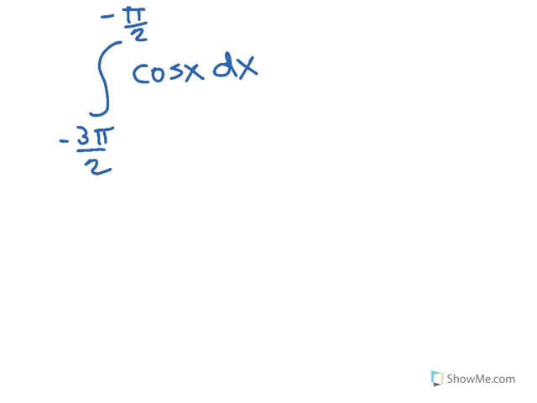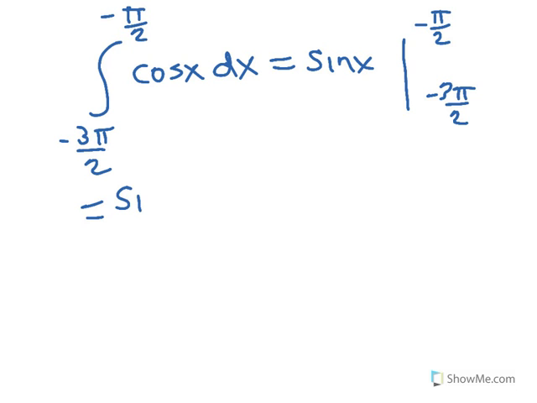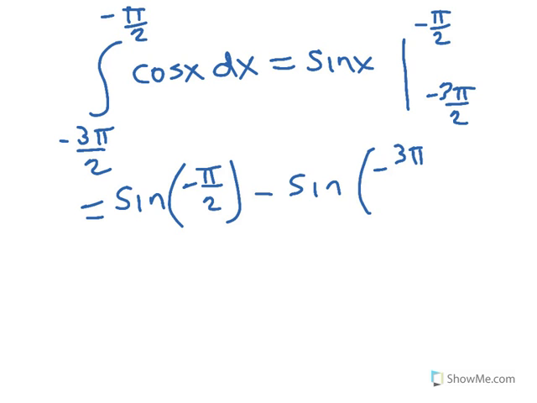Okay, so in this particular case, we're going to evaluate the integral of cosine x. Keeping in mind what we found out from the last example, this should be sine x evaluated at the two values, -pi over 2 and -3 pi over 2. If we go ahead and plug in those values, we're going to get the sine of -pi over 2 minus the sine of -3 pi over 2.